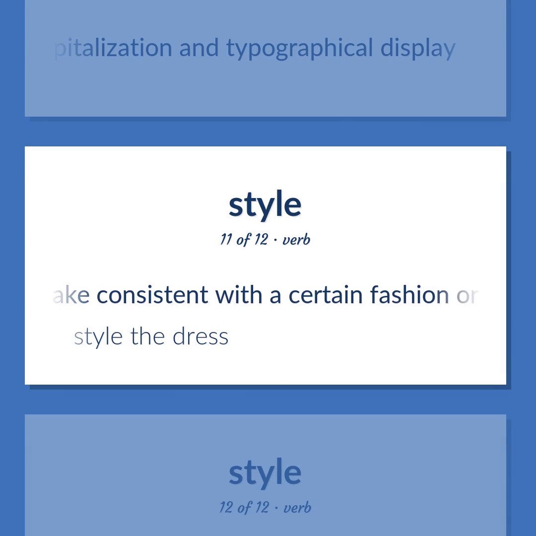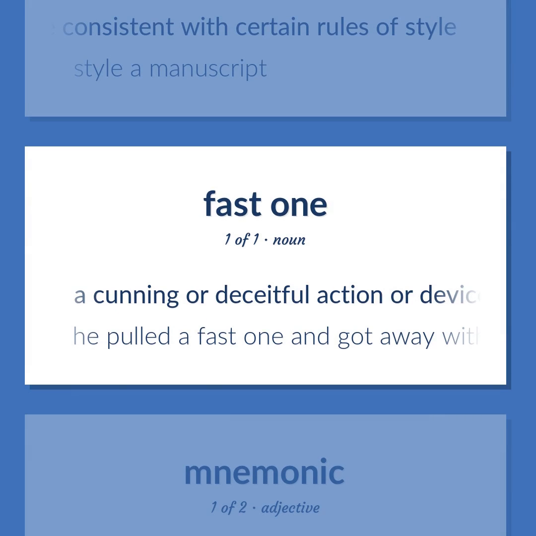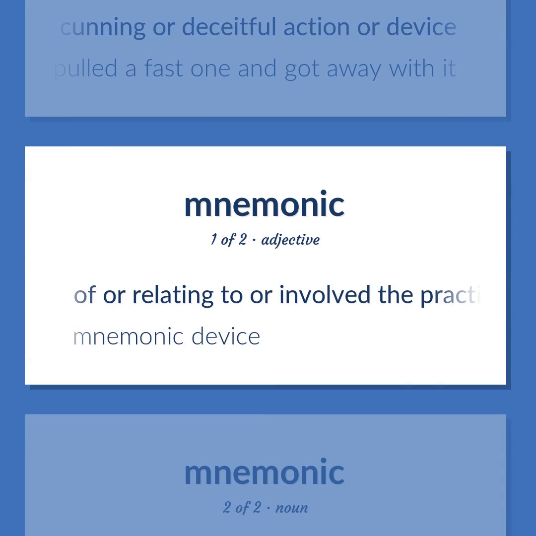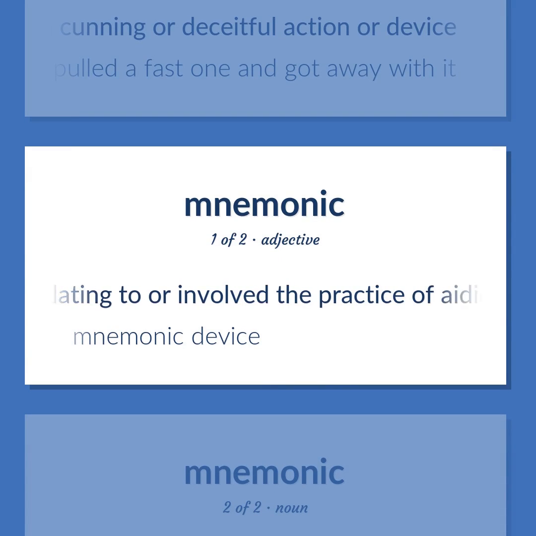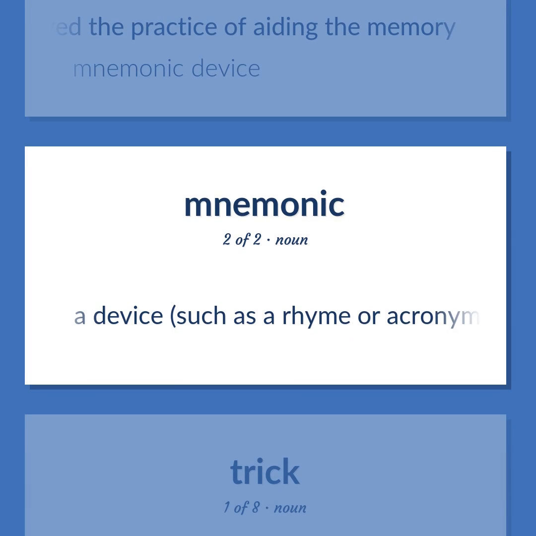Make consistent with a certain fashion or style. Style the dress. Make consistent with certain rules of style. Style a manuscript. A cunning or deceitful action or device. He pulled a fast one and got away with it. Of or relating to or involved the practice of aiding the memory. Mnemonic device. A device, such as a rhyme or acronym, used to aid recall.